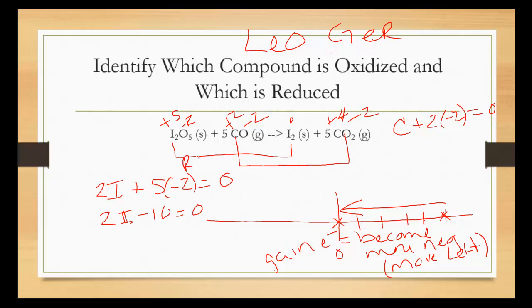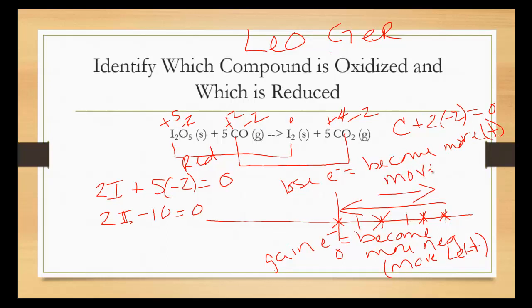Now let's look at that carbon. Carbon started off at a +2 and went to a +4, and went to the right on the number line. It lost electrons. If you lose electrons, you become more positive, which means that you're going to move right on the number line. So, lose electrons, oxidized. So that means that the iodine was reduced and the carbon was oxidized.